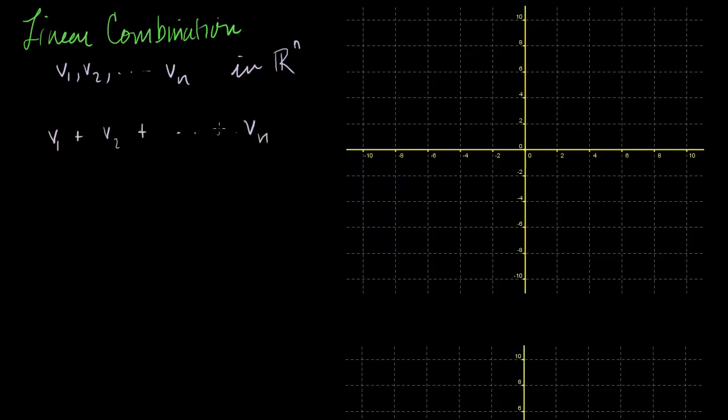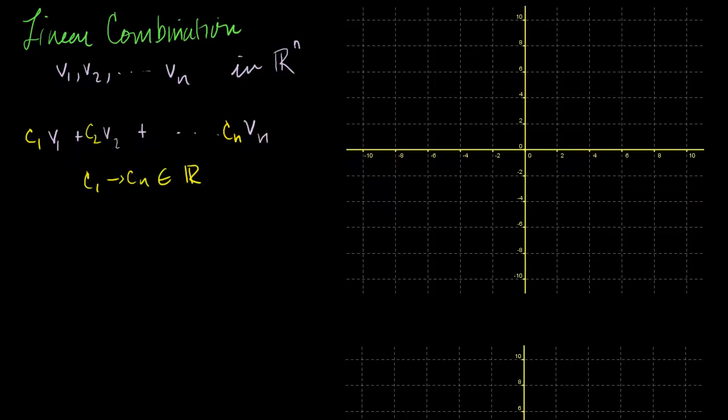But you scale them by arbitrary constants. So you scale them by c1, c2, all the way to cn, where everything from c1 to cn are all a member of the real numbers. That's all a linear combination is. And let me show you a concrete example of linear combinations.